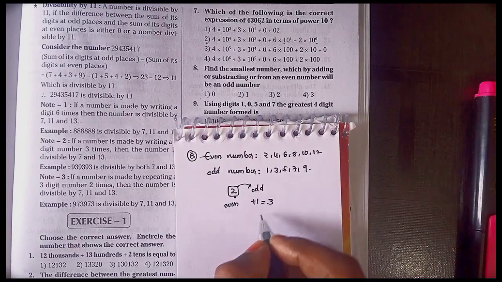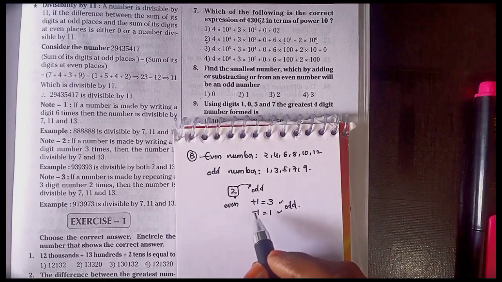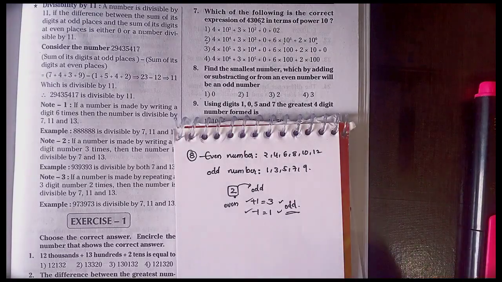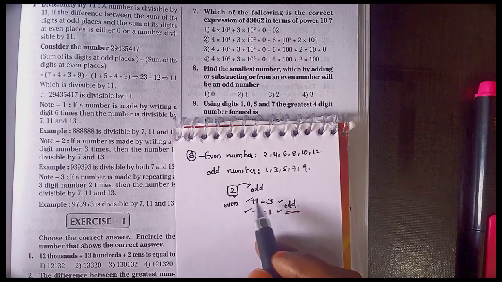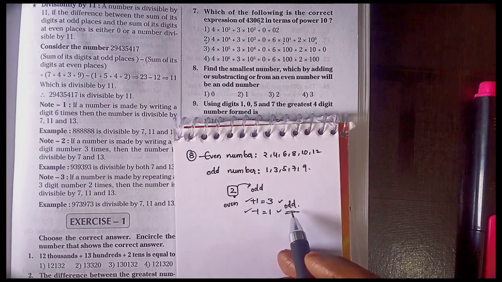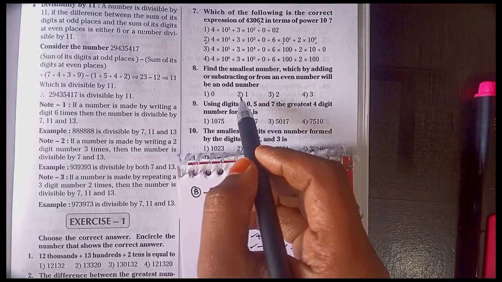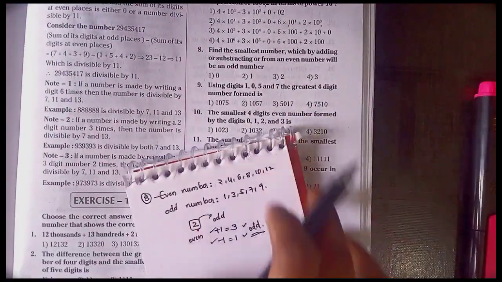Yes, it becomes 3. Can we do minus 1? It becomes 1. So 1 and 3 are odd numbers only. So whenever we do either plus 1 or minus 1, it becomes an odd number. Not only for 2, for any even number, if we do either plus 1 or minus 1, it will become odd only. So where is the 1 here? Option number 2 is given with 1. Okay, so that's about the 8th one. Let's move on to the 9th question.